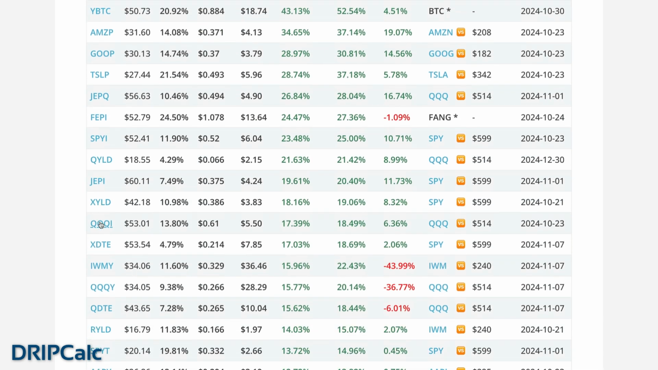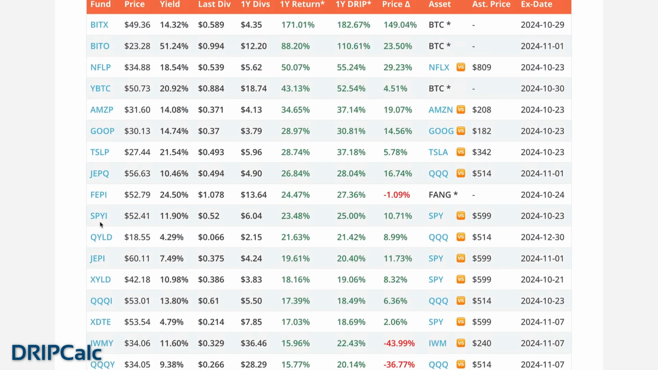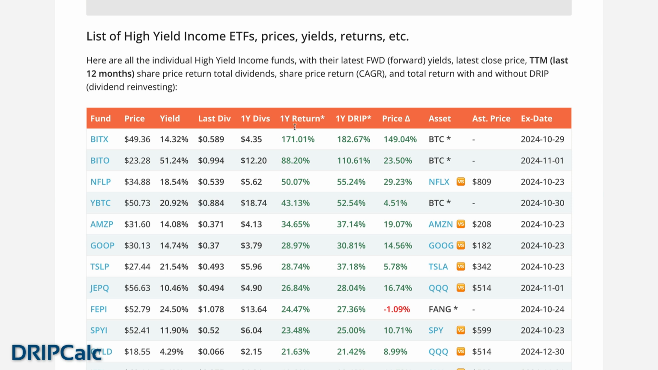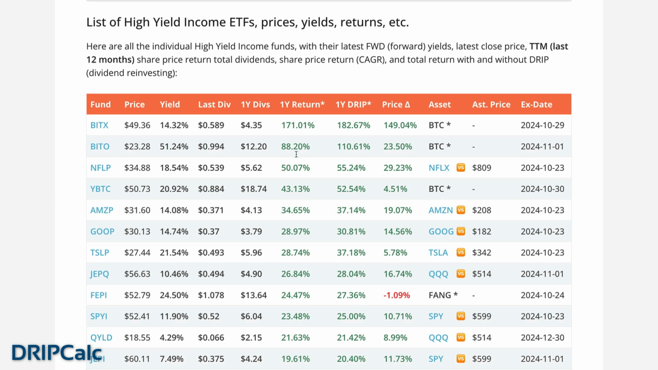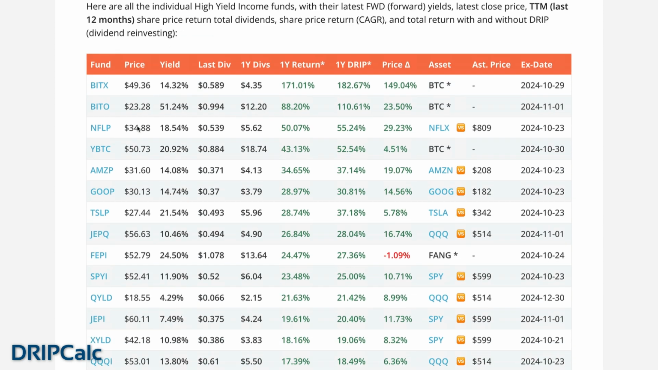And these are all high yield ETFs available out there, and they're ranked by the total return, with just the share price return here, share price plus the dividends here, and in this column it's dividends being reinvested. So if you reinvested dividends into BitX, you're up 183% in 1 year, or however long that ETF has been around.